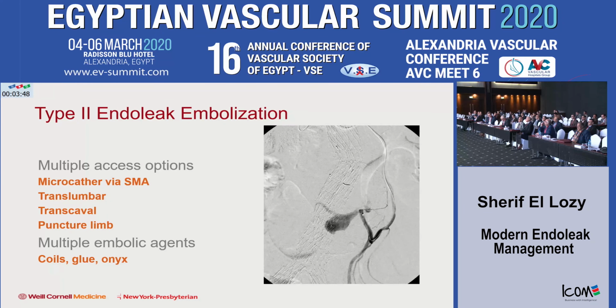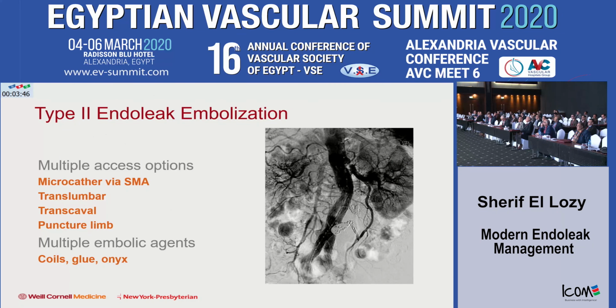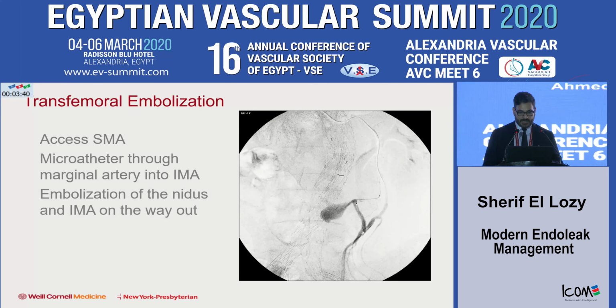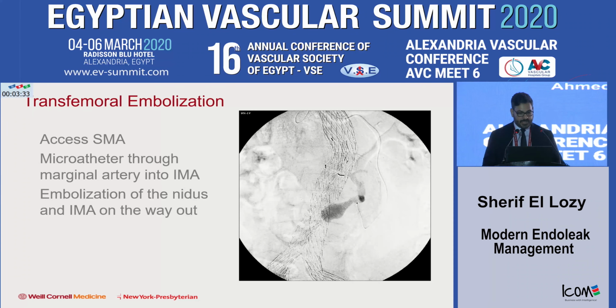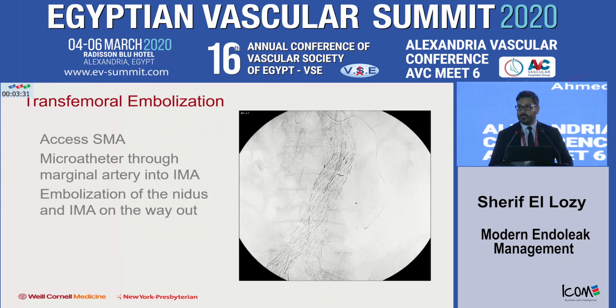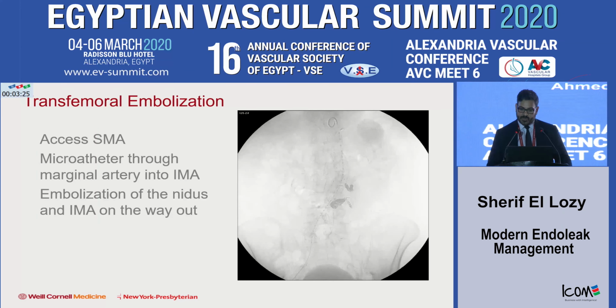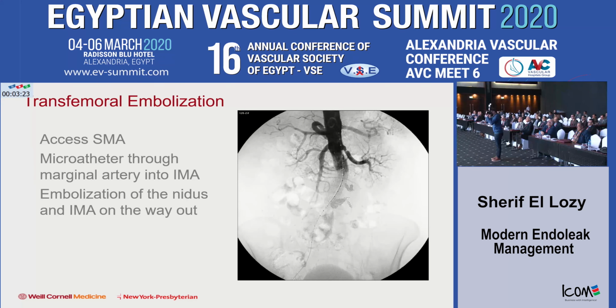There are multiple access options. And there are multiple embolic agents. And so I'll first focus on the access options. Probably the most common that we do is transfemoral embolization, so either through the SMA or through the hypogastric, getting into a side branch. And so here's an example of a microcatheter through the marginal artery into the inferior mesenteric. You can see the sac filling and outflow. And you really want to get into the nidus, embolize the outflow branches, and then on the way out, embolize the IMA as well to get a satisfactory result.